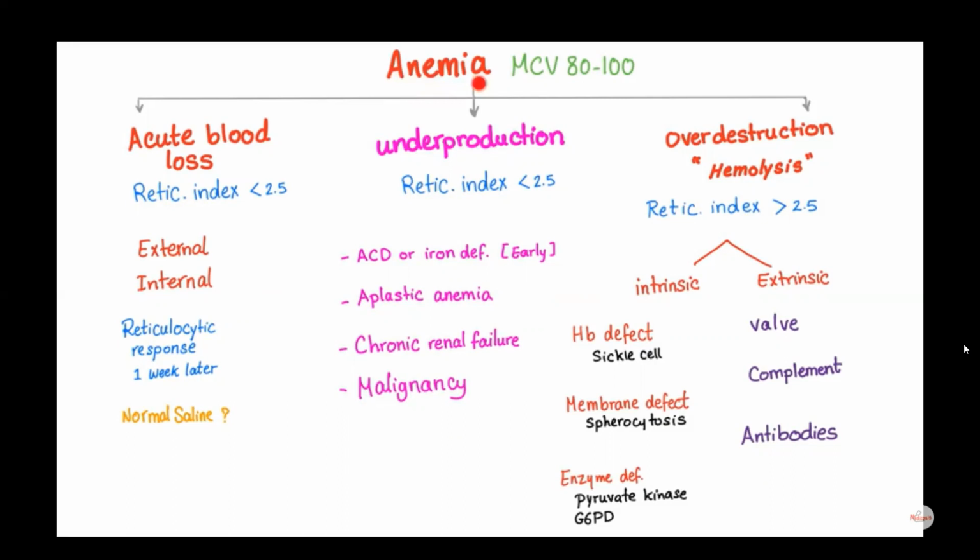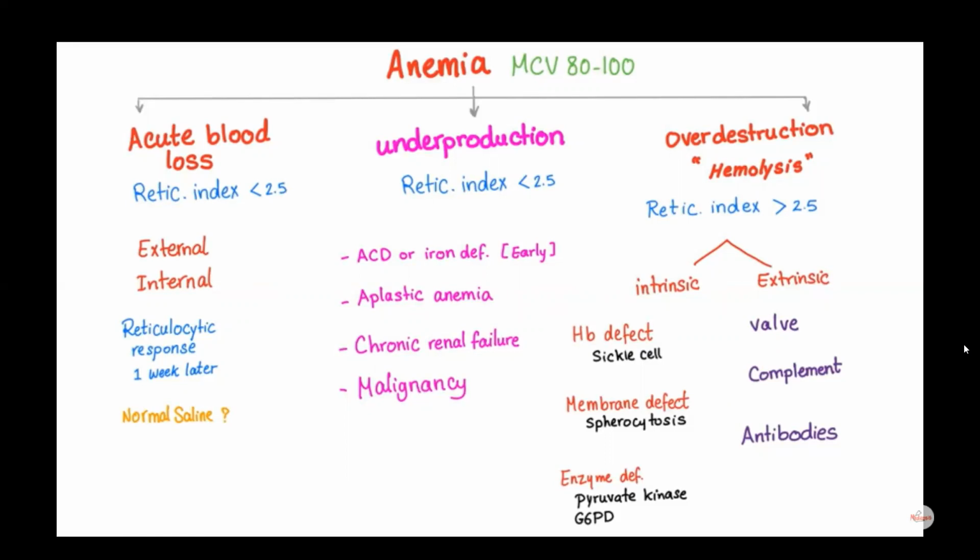Now, back to anemia in chronic kidney disease. As you know, normocytic anemia, where the MCV is 80 to 100, has three main causes: blood loss, underproduction, overdestruction. Of course, the blood loss has to be acute. Underproduction has many causes. Anemia of chronic disease or iron deficiency, we have talked about them previously, each in a separate video. Aplastic anemia was discussed in the last video. Chronic renal failure or chronic kidney disease, that's today's topic.